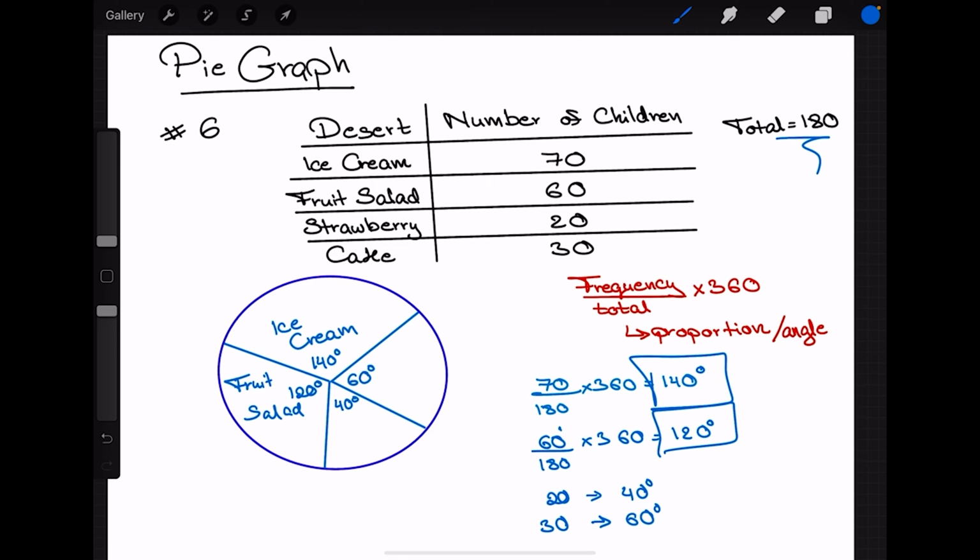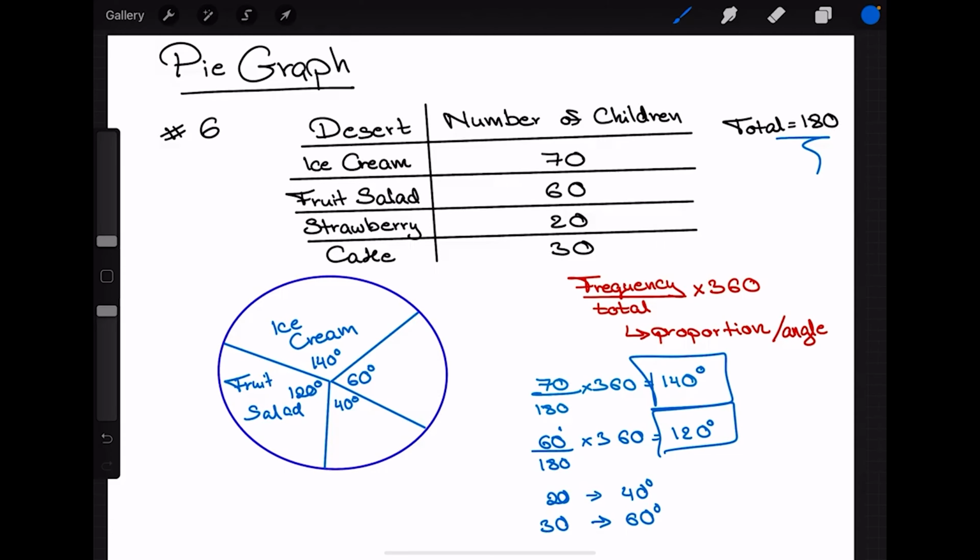Make sure that when you're drawing it that it actually looks slightly proportioned. For example, the 120 is smaller than 140 but significantly larger than the 60 and 40. 60 you can tell is larger than the 40, so it looks somewhat proportioned.